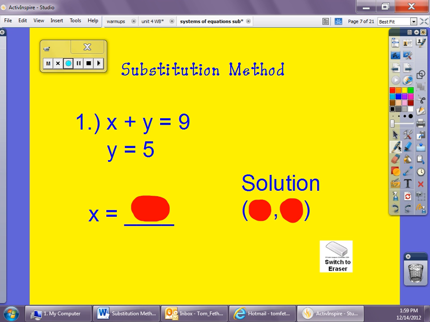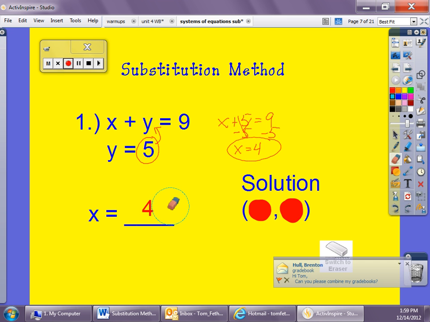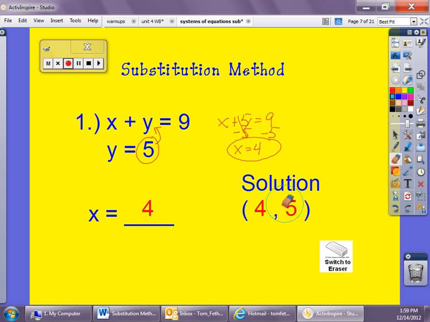equals 5. Well, just thinking about this one, what value of x could make this true? Well, if we substitute this 5 in for the y, then we get this equation x plus 5 equals 9, and we know that the value of x has to be 4. We can show this algebraically by subtracting 5 from both sides. So the x value has to be 4. So if we know that x equals 4, that means our solution is going to be 4, 5. The x value is 4, the y value is 5.